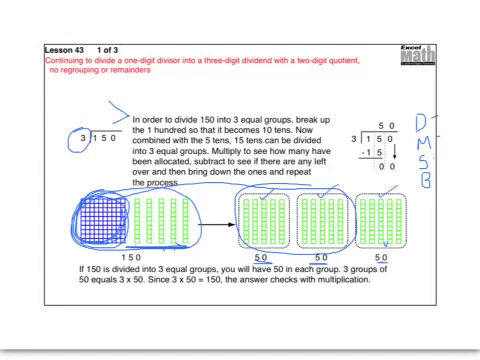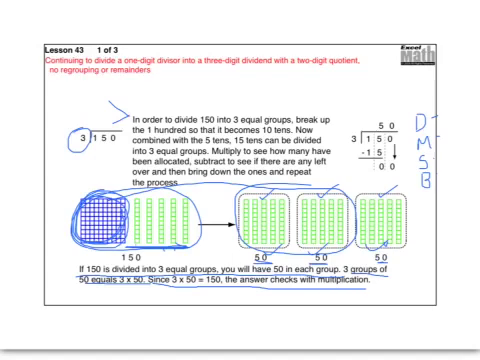And most of you are probably good enough at math to be able to count by 50s. You know, 50, and then another 50 would be 100, and then another 50 is 150. So obviously, 3 groups of 50 makes 150. It says if 150 is divided into 3 equal groups, you will have 50 in each group. 3 groups of 50 equals 3 times 50. Since 3 times 50 is 150, the answer checks with multiplication.